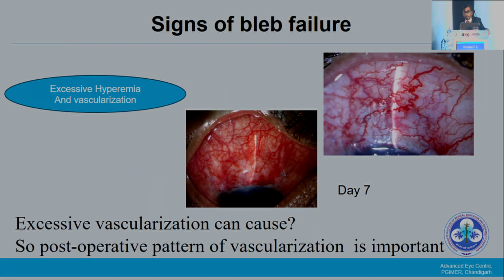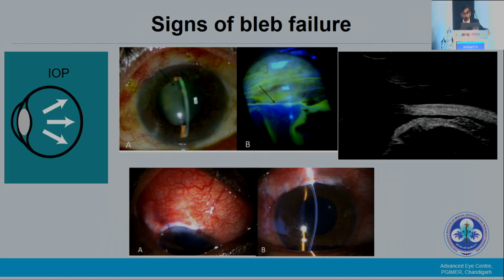So excessive hyperemia means there is more vascularity, and more vascularity brings more fibroblasts and more inflammatory cytokines, which leads to early fibrosis and failure. And one should find out the various causes for the early low IOP or hypotony, because hypotony leads to less flow through the subconjunctival space, causes mechanical adhesion or early wound healing. Then further on, even if you increase the IOP, the bleb won't lift up.